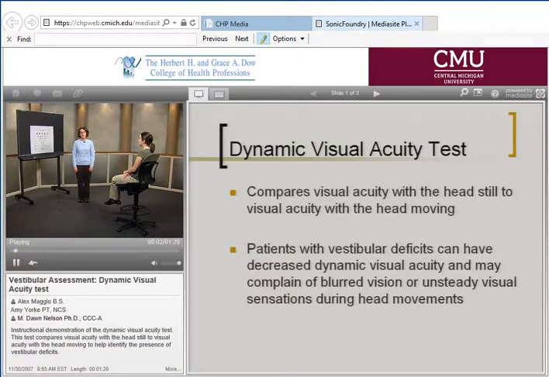The dynamic visual acuity test is a portion of the bedside oculomotor exam that assesses a patient's visual acuity with their head static or not moving versus their visual acuity with their head moving or dynamic. The patient is asked to read the lowest line possible on an eye chart.